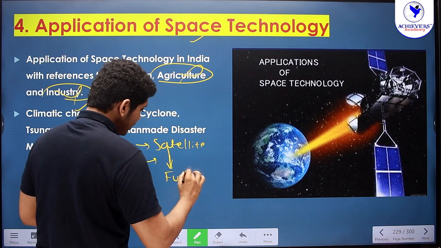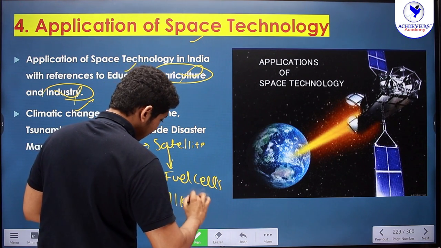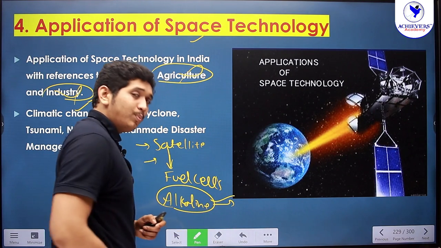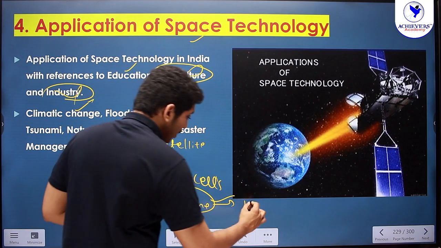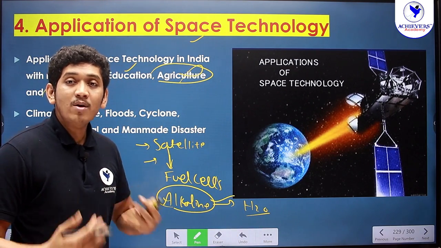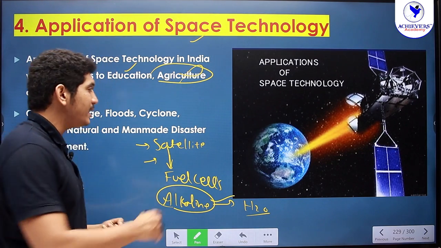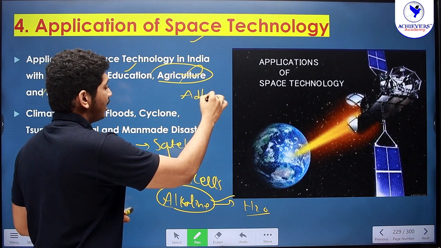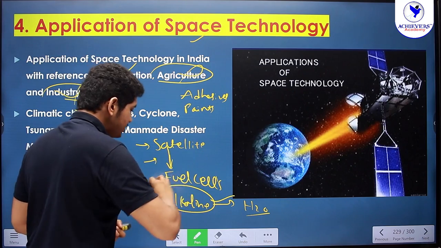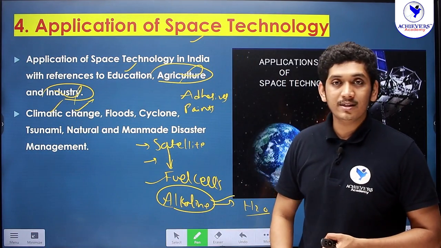What do they use? Fuel cells, basically alkaline fuel cells. The output of these alkaline fuel cells will be water, H2O, which can be utilized for the production of water in rural areas. And I have also said ISRO has developed major adhesives and paints. These paints and these alkaline fuel cells can be utilized to reduce climate change, isn't it?